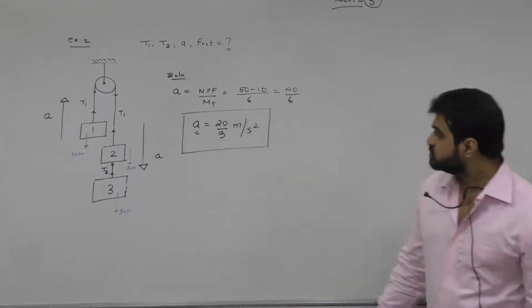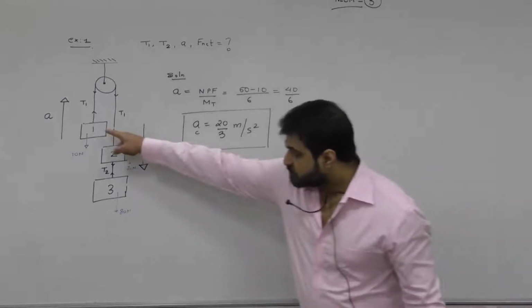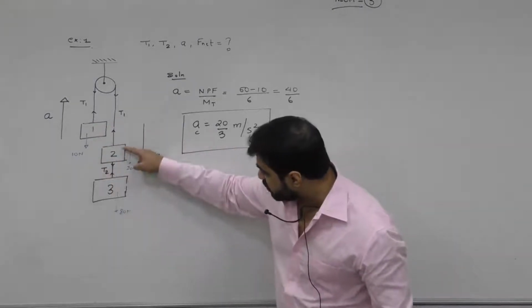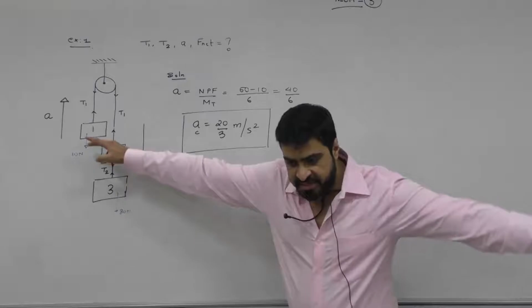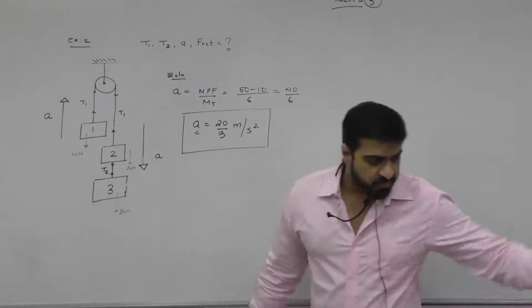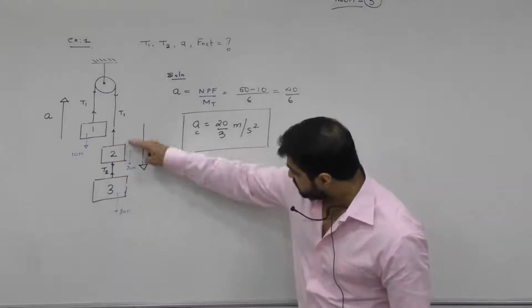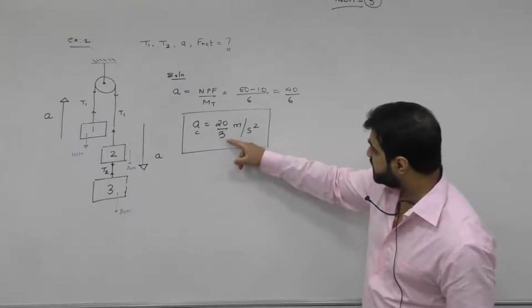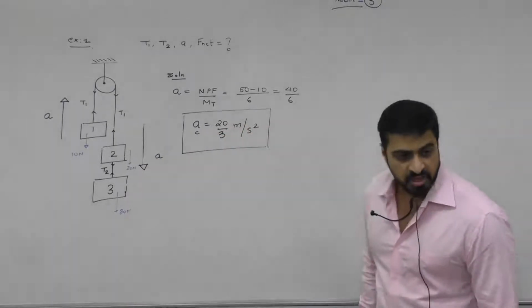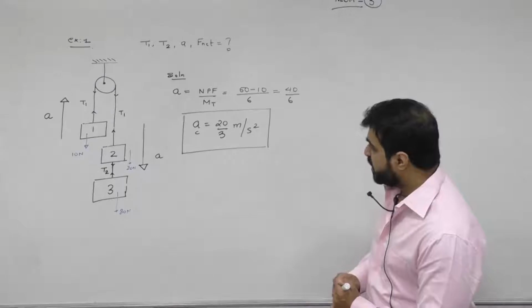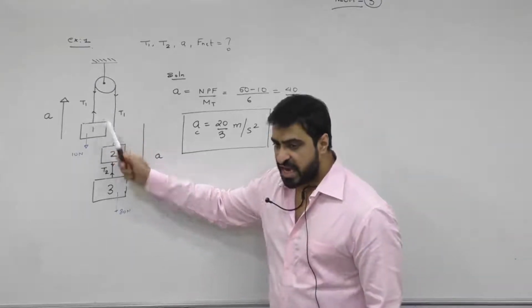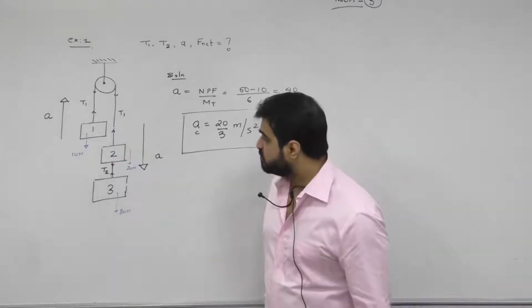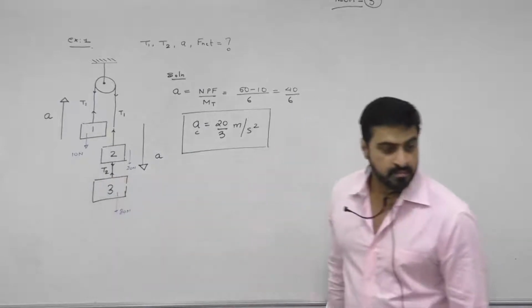Did you understand? Okay. This is pulling down with 10. This is pulling down with 50. So how much is the net? Net will go that way, no? This system will go this way. So acceleration will become 20 by 3 meter per second square. Got it? Now to find T1 and T2, I will draw free body diagram of 1 and 3.